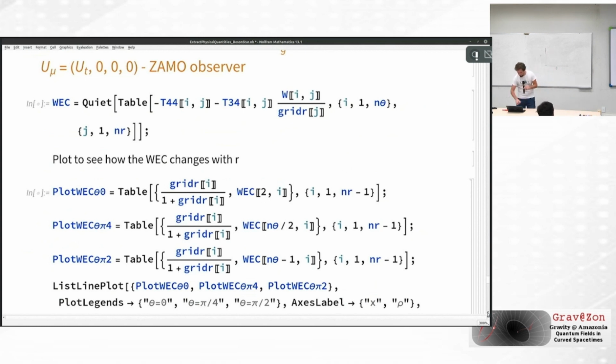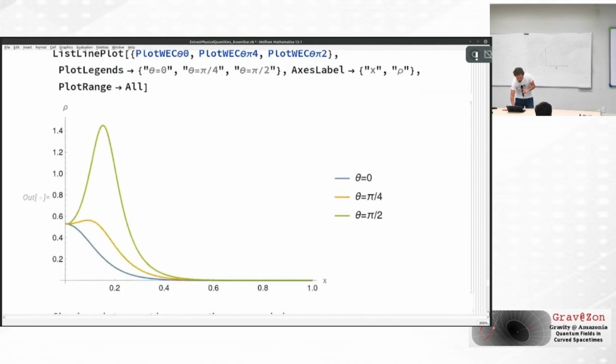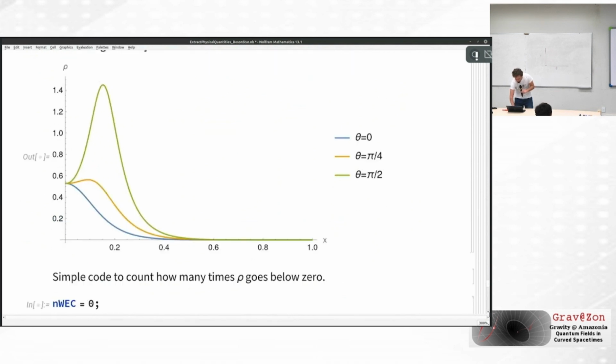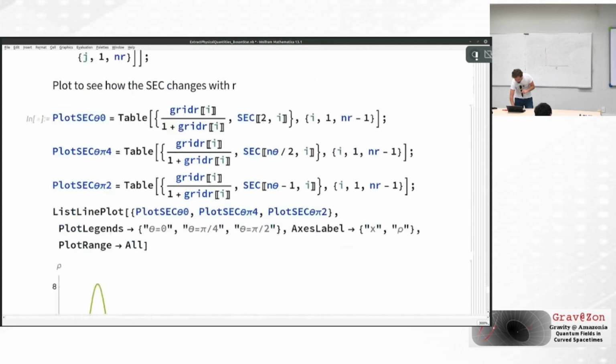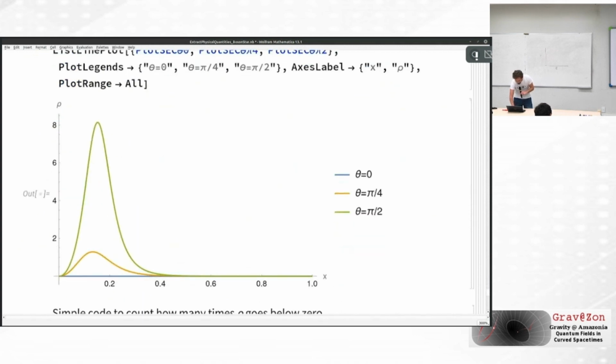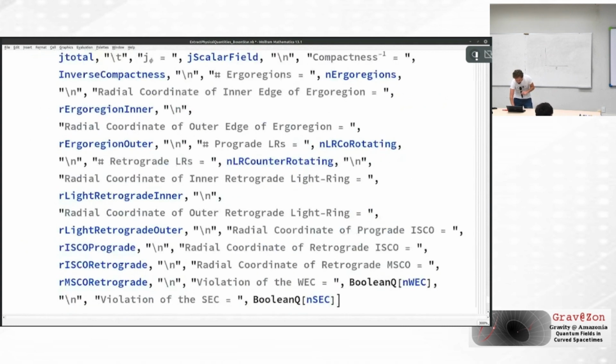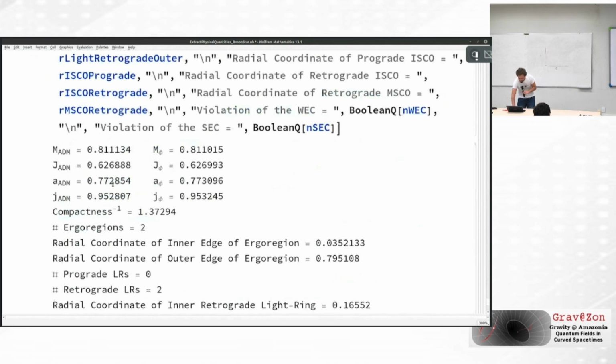for this specific observer. But for this particular case of the mini boson stars, you can see the weak energy condition, at least for this observer, is never violated. And the strong energy condition for this observer is also never violated. So, in the end, you can just do some prints and see that in this case, the ADM mass, so the mass computed through the asymptotic behavior, is this one.